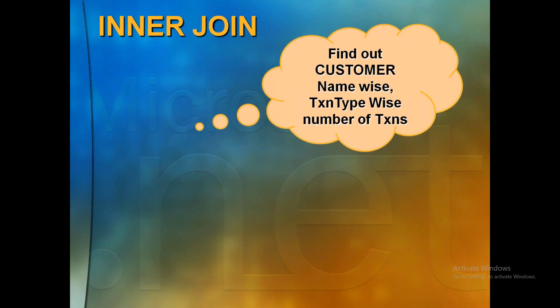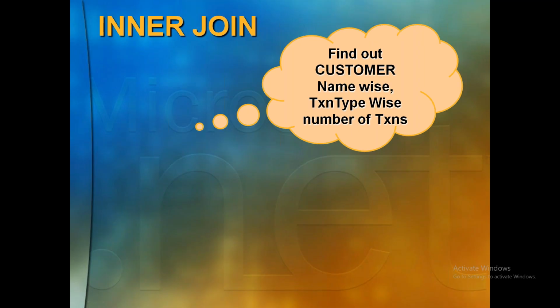The next query is: find out customer name wise, transaction type wise, number of transactions. You must know customer name is available in the account master table. Transactions, cash deposit, cash withdrawal are available in the transaction master. For example, Bilin: how many cash deposit transactions has she done so far, how many cash withdrawals has she done so far.